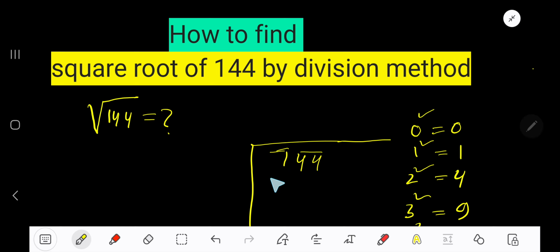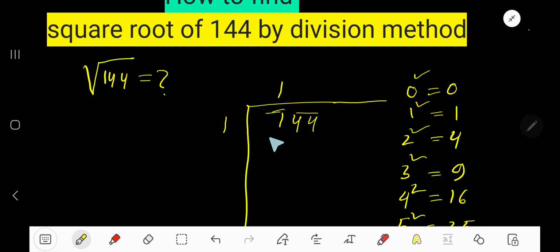Consider this pair, 1. You need to take a number whose square will be equal to 1 or nearest to 1. 1 squared equals 1. So if I take 1 here, then the same number will come to the quotient also. 1 times 1 is 1. Subtract.